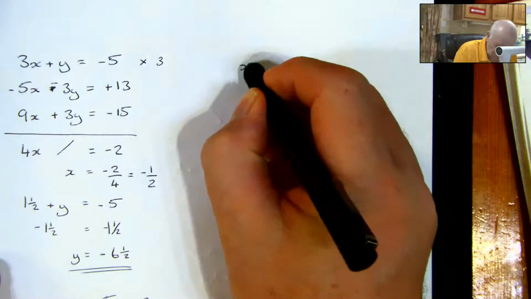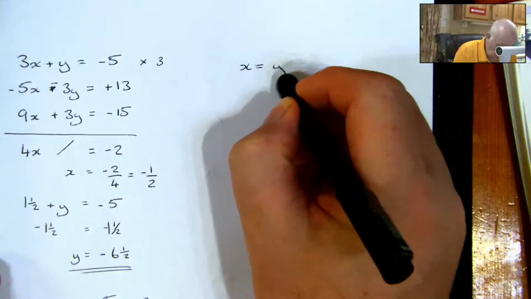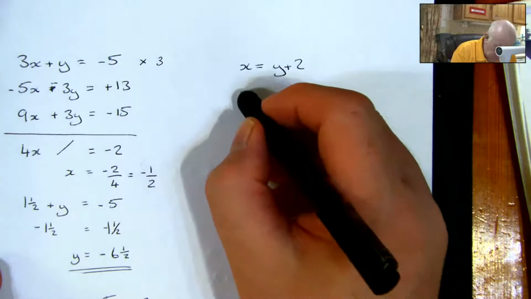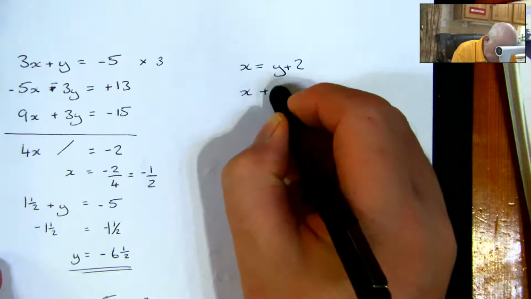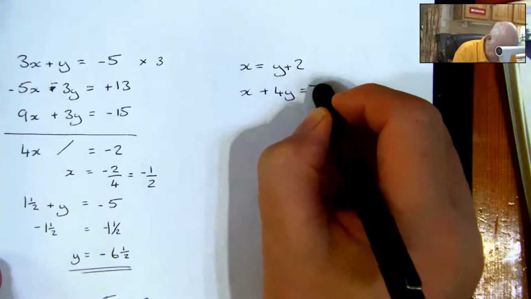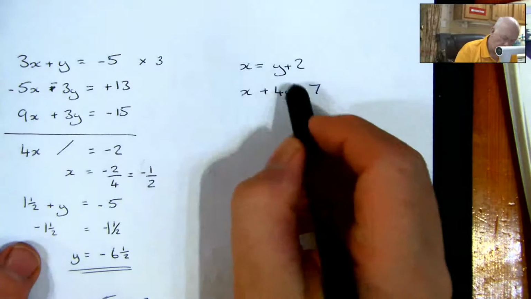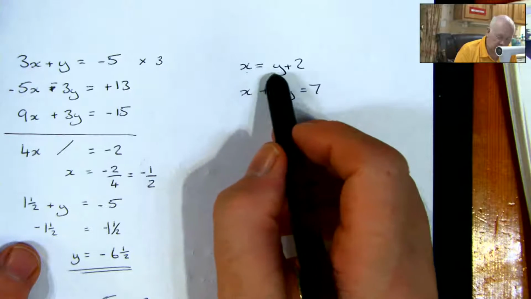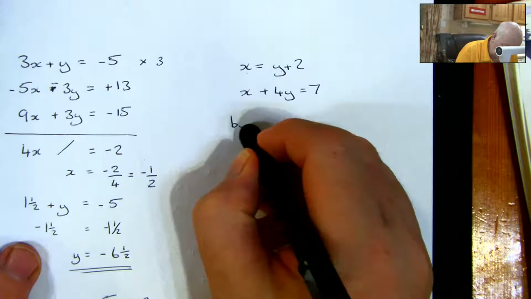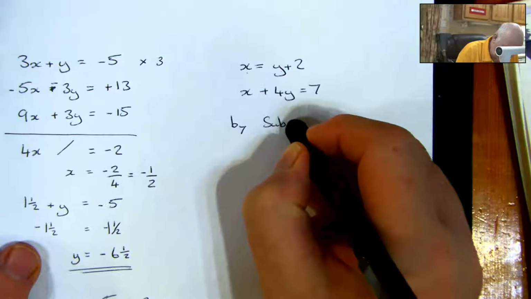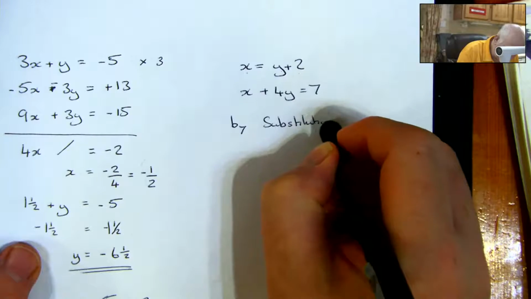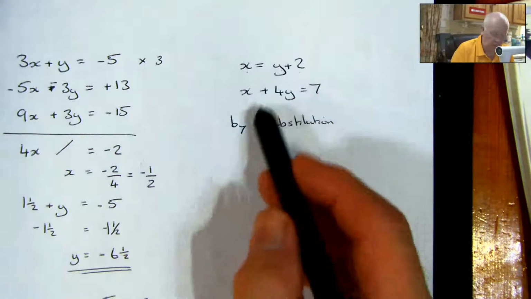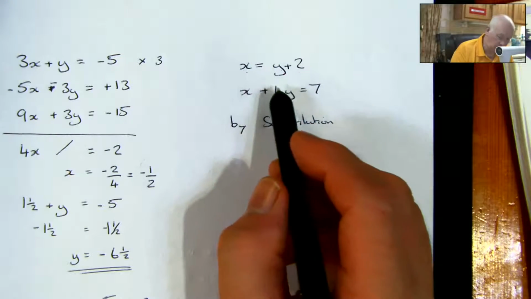Let's suppose I'm told that x equals y plus 2, and I'm told that x plus 4y equals 7. Now, already know what x is, so sometimes we can do this instead by substitution. You may decide this is an easier way of doing it or a harder way, but sometimes this is the only way of doing it.